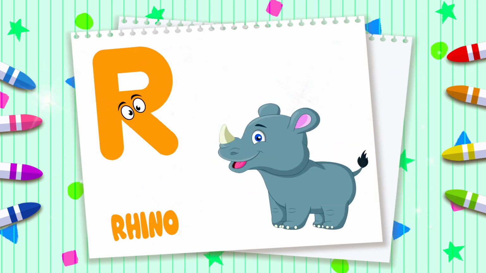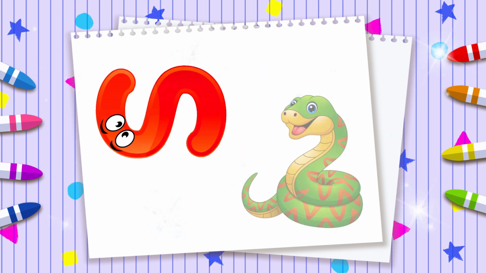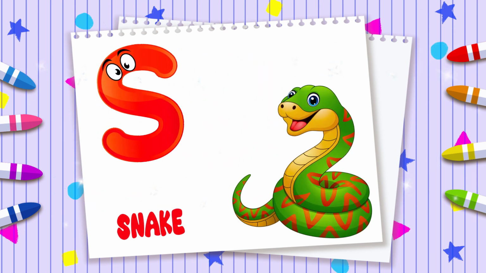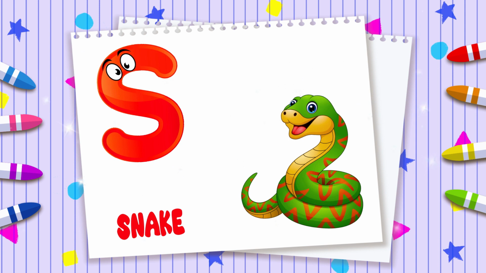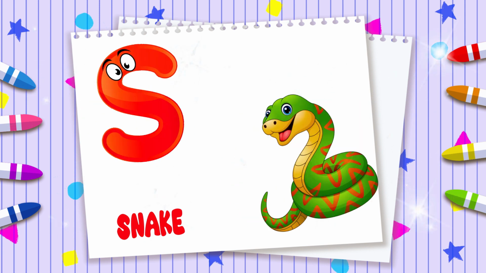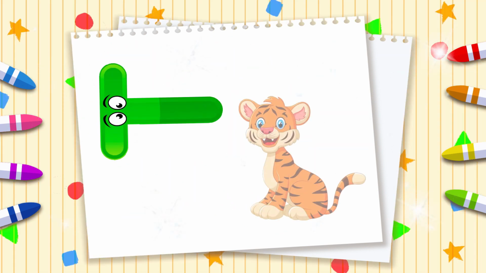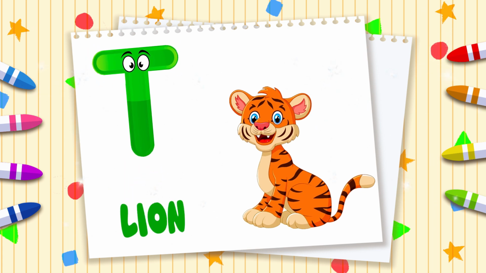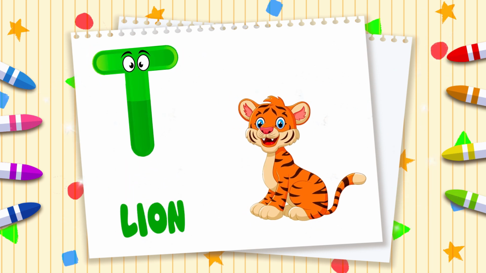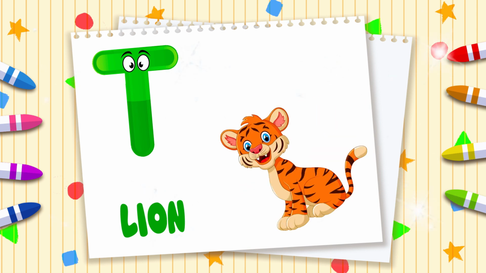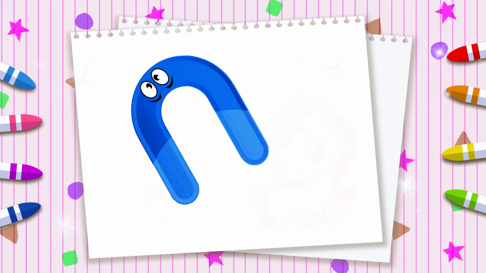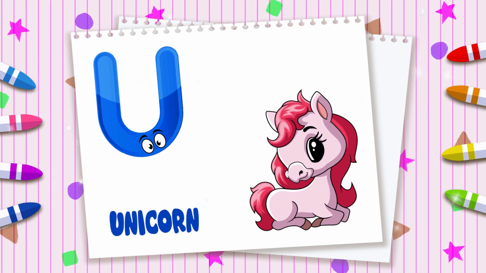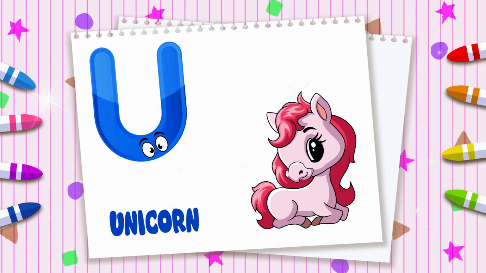S is for snake. S, s, snake. T is for tiger. T, t, tiger. U is for unicorn. U, u, unicorn.